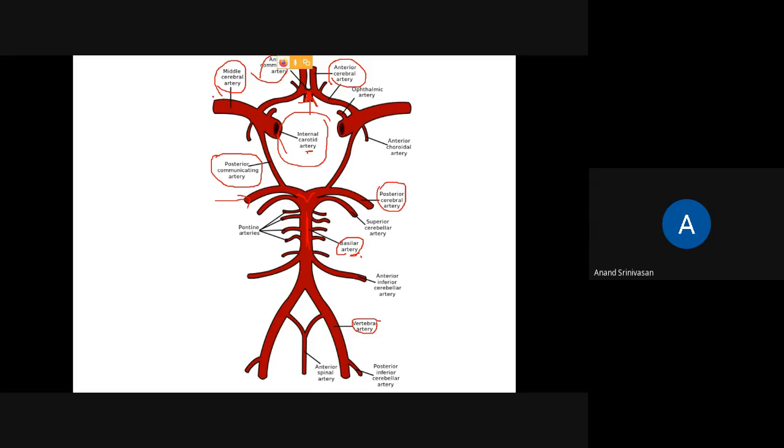The middle cerebral artery goes and supplies the lateral part of the brain. The anterior cerebral arteries of both sides are connected by a small unifying branch which is called the anterior communicating artery.